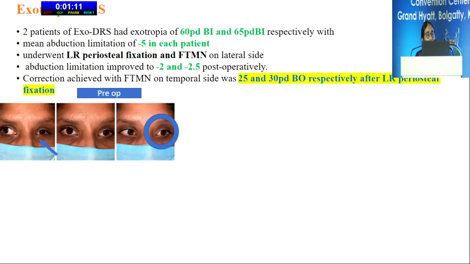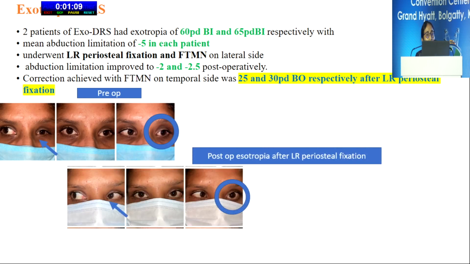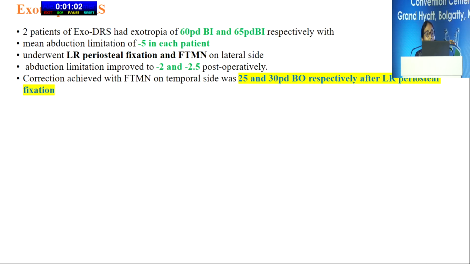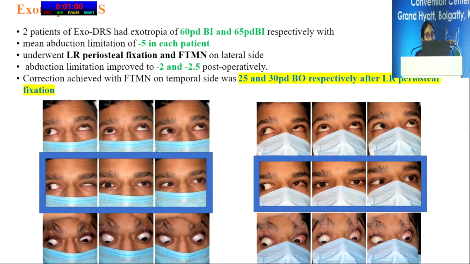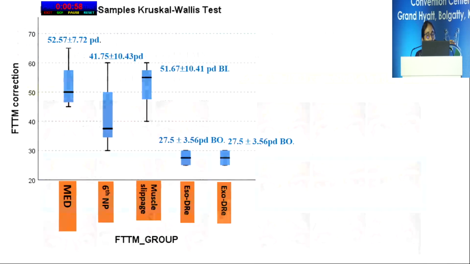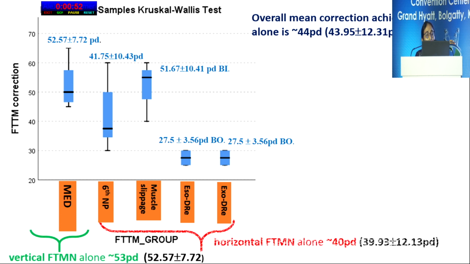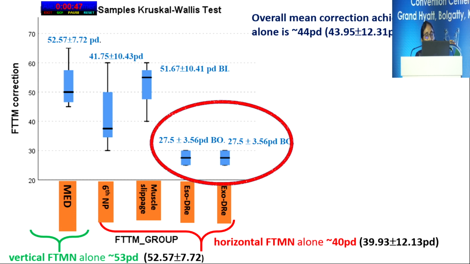Then there were 2 exotropic DRS patients. Both of them underwent LR periosteal fixation and full tendon modified Nishida on the lateral side. Abduction improved from -5 to -2, and the correction achieved was 25 and 30 base out prism diopters. So the overall correction achieved by this procedure alone was 44. Vertical correction gave around 53 and horizontal correction gave around 40 prism diopters.